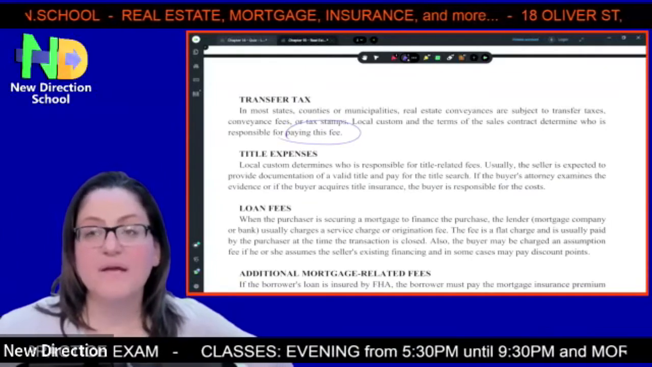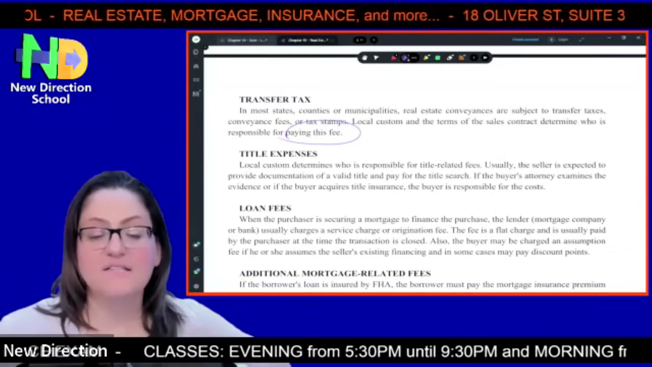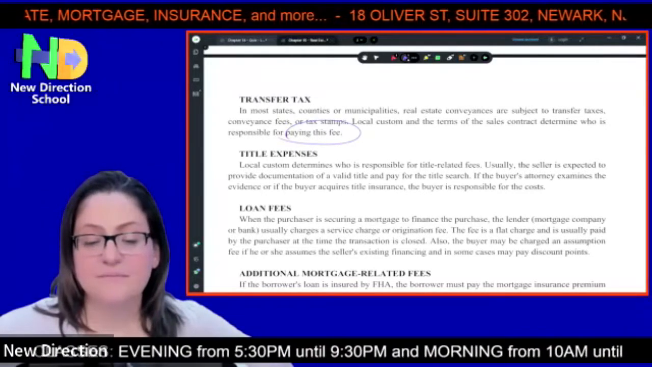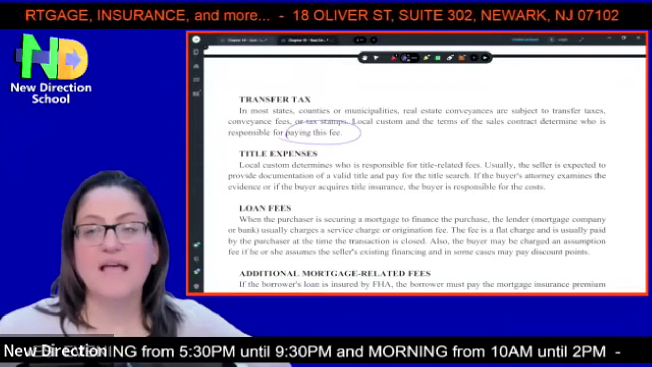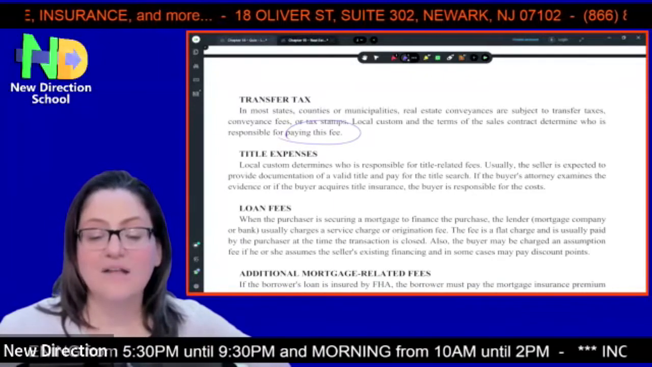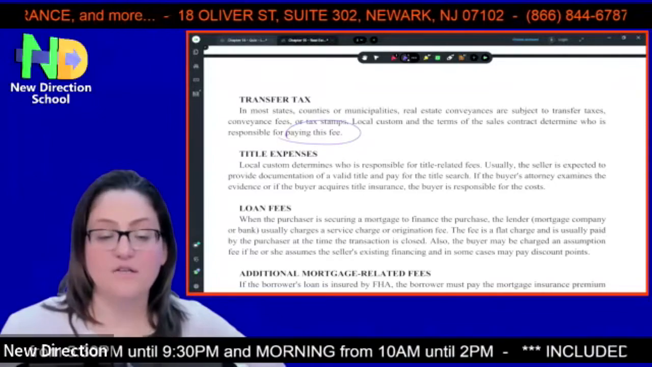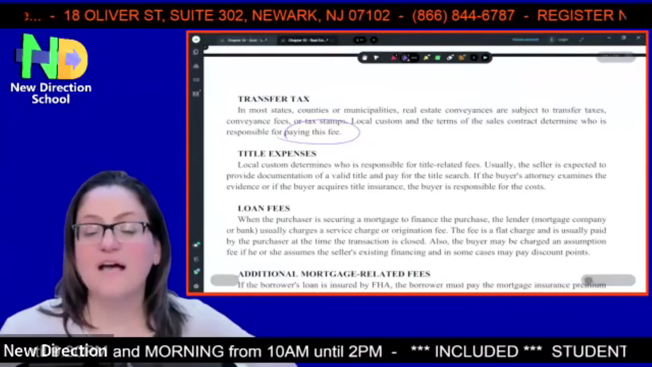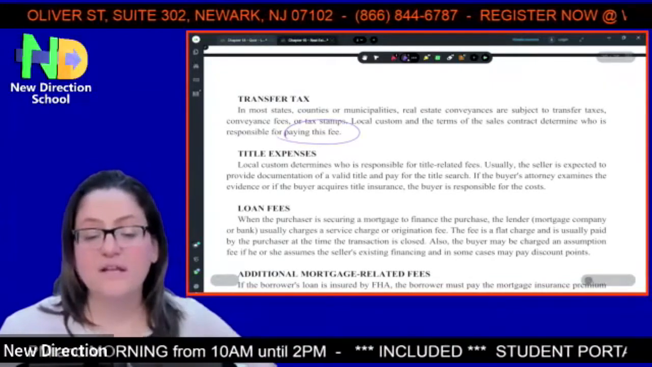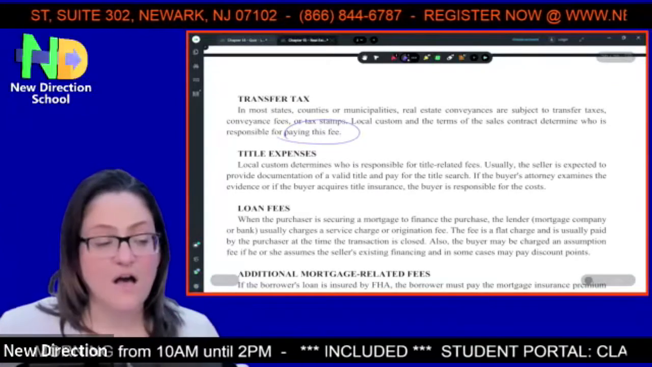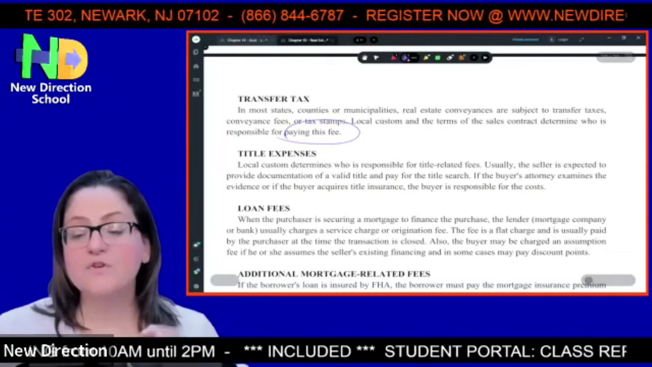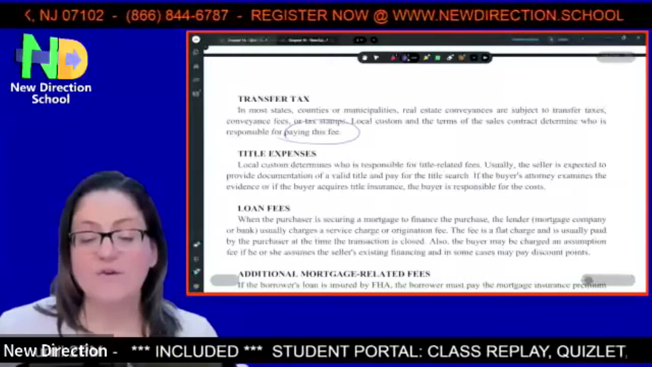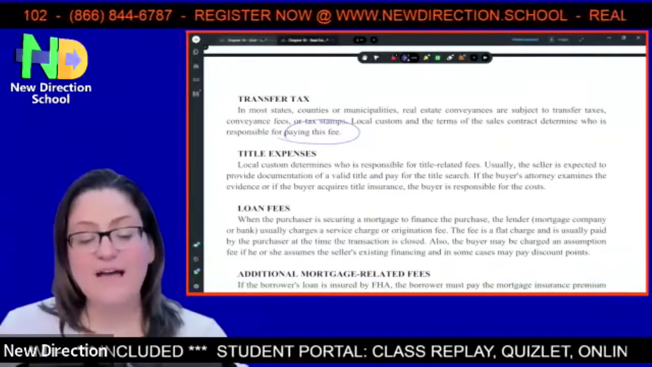Usually the seller is expected to provide documentation of a valid title and pay for title search. If the buyer's attorney examines the evidence, or if the buyer acquires title insurance, the buyer is responsible for the cost. So here we have the local custom determines who's responsible for title related fees. Here in New Jersey, and I know we haven't done the New Jersey portion of real estate, okay? But usually it is the seller who is expected to provide that documentation of a valid title and pay for the title search. Now, we also have loan fees.